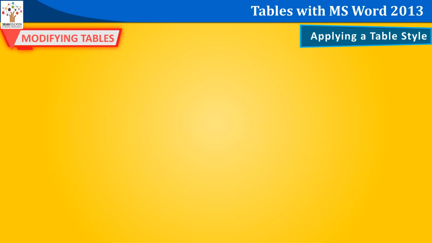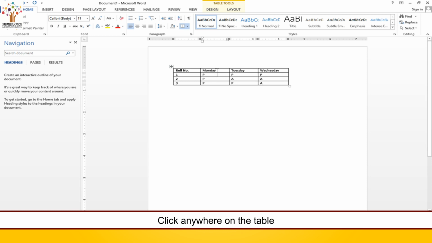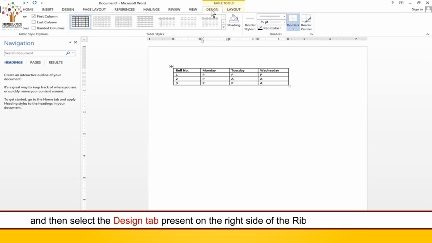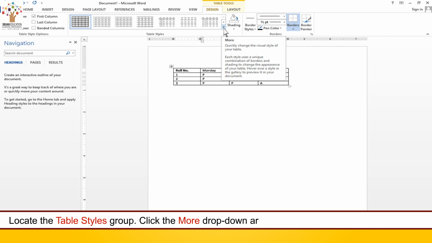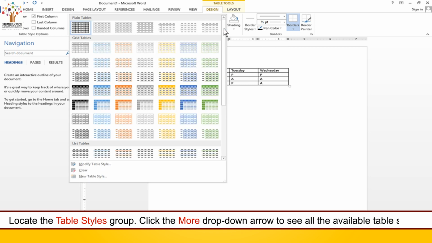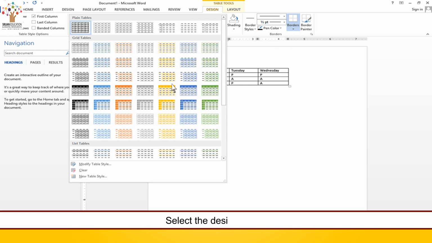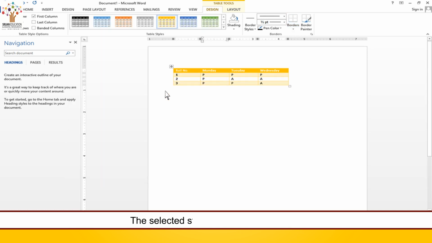Applying a table style. Click anywhere on the table and then select the Design tab present on the right side of the ribbon under Table Tools. Locate the Table Styles group. Click the More drop-down arrow to see all the available table styles. Select the desired style. The selected style is applied to the table.